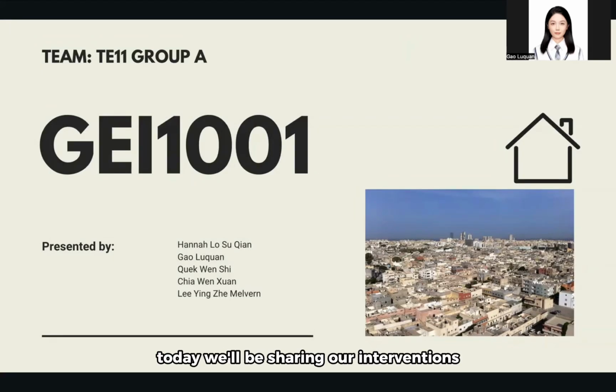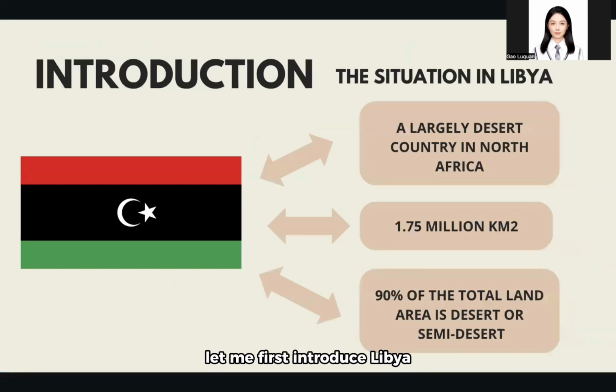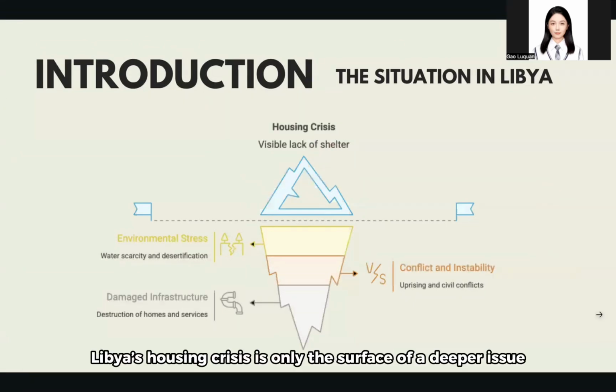Today we'll be sharing our interventions regarding shelters for migrants in Libya. Let me first introduce Libya. Libya is a largely desert country in North Africa. The total area of Libya is about 1.75 million square kilometers, but more than 90% of the total land area is desert or semi-desert. Libya's housing crisis is only the surface of a deeper issue.